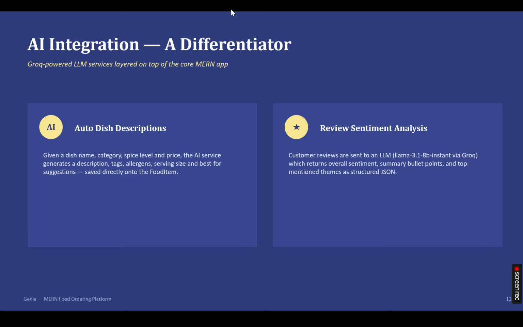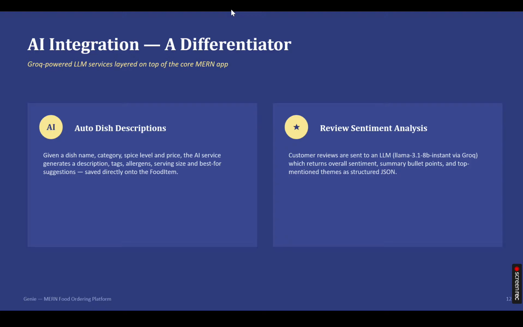AI integration, a distinct differentiator. One thing I added beyond the base requirements was an AI layer using a Groq hosted LLM. There are two parts to this. First, automatic dish descriptions. Given just a dish's name, category, spice level, and price, the AI service generates a full description, relevant tags, allergen information, serving size, and best for suggestions, and saves all of that directly onto the food item in the database. Secondly, review sentiment analysis.